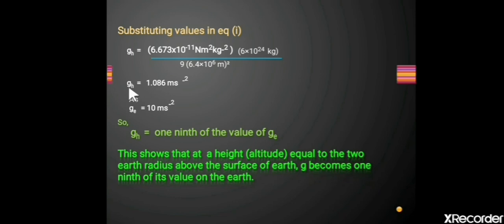It is the value of the acceleration due to gravity when the object is placed at an altitude equal to 2 earth radii. As we know that acceleration due to gravity on the surface of the earth is 10 ms minus 2, 1.086 is approximately the 1/9th part of 10. It means that gh is equal to 1/9th of the value of ge. This shows that at an altitude equal to 2 earth radii above the surface of the earth, g becomes 1/9th of its value on the earth.